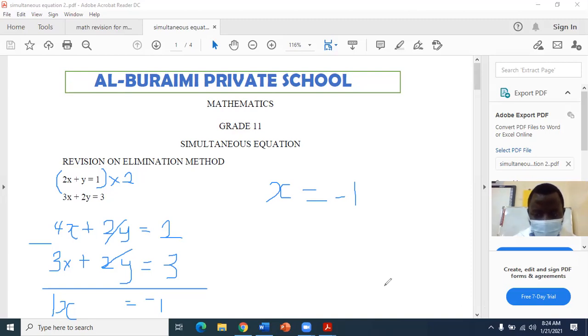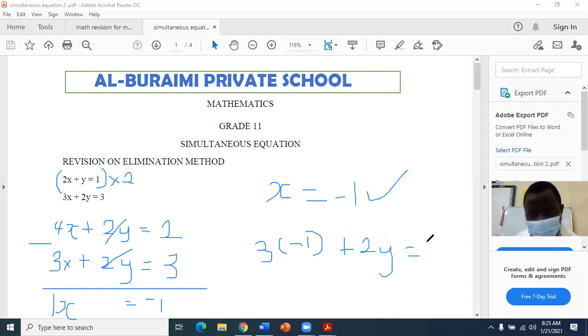All right, so now I have this. Since I have the answer for my x, which is -1, I will take this -1 and put it in any of the equations. Good. So now I can use this one, 3x plus 2y is equal to 3. Instead of writing x, I will change x to -1. So open bracket, -1, taking the second equation, plus 2y is equal to 3.